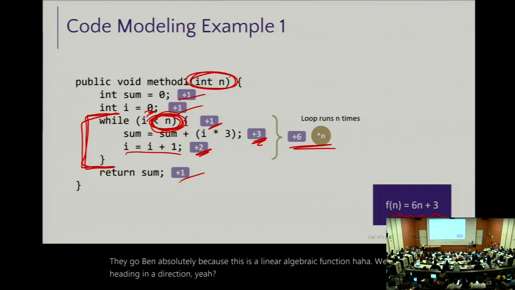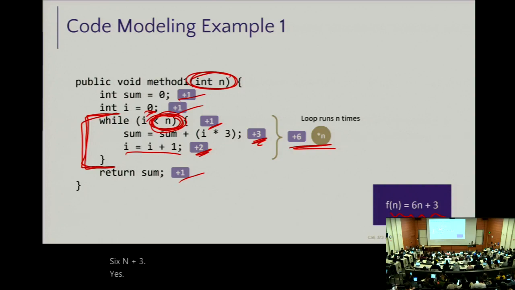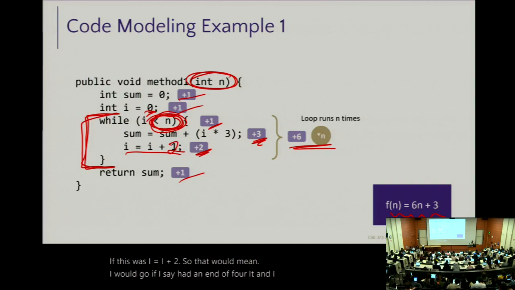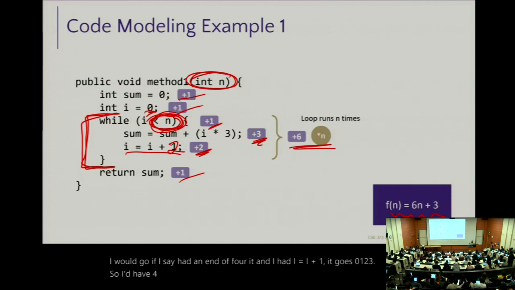Any questions on how I got 6n plus 3? Yes? If it was i equals i plus 2, would that be like 3n plus 3? Ooh, if this was i equals i plus 2, so that would mean, if I had an n of 4, and I had i equals i plus 1, it would go 0, 1, 2, 3, so I'd have 4 times. If I did i equals i plus 2, I'd go 0, 2, so 2 times.